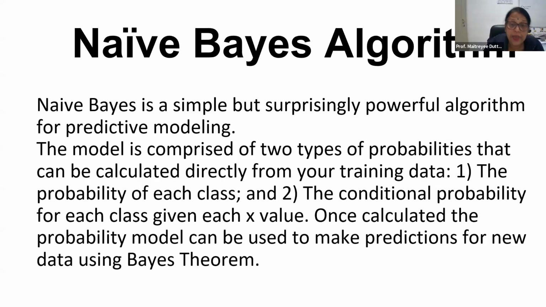For example, directly you can calculate from the training data. You need the probability of each class, right? For example, there are two classes, yes or no. You have to know the probability of yes, and the probability of no, right? And another thing you have to know is the conditional probability of each class given each x value, right? You will understand this statement with the help of one example.